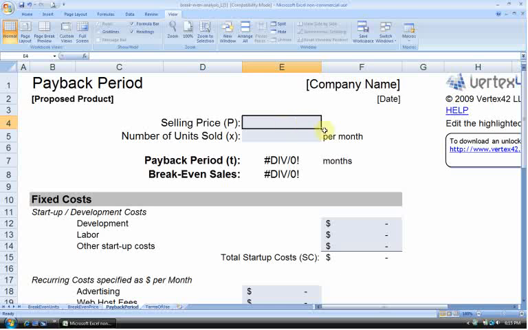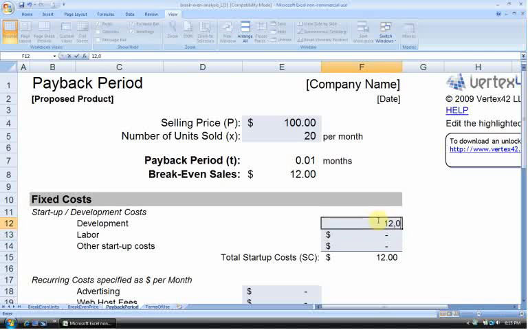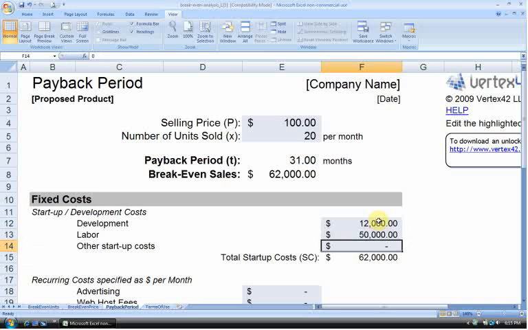So for example, let's say that our selling price is going to be $100. And let's say that we're planning on selling, let's say, 20 units per month. Well, how long is it going to take us to break even? So we can input some fixed costs here. We could say that we're going to have about $12,000 in development and $50,000 in labor, giving us a total startup cost of $62,000.